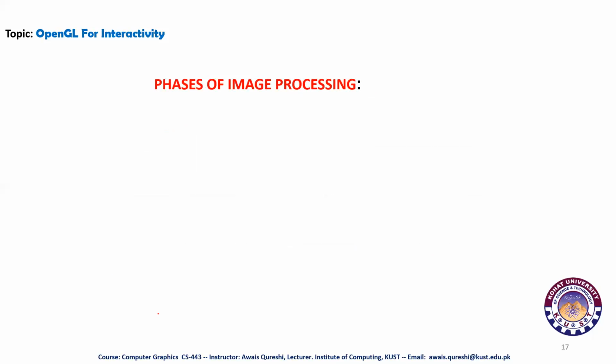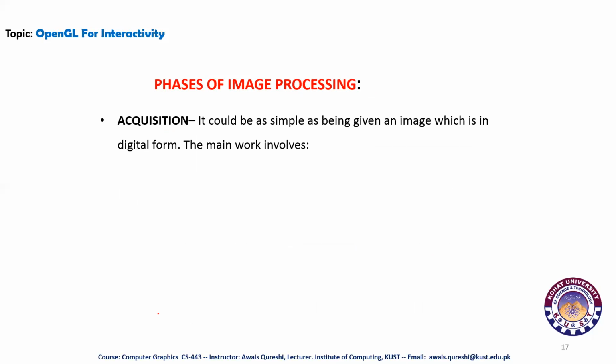So what are the phases of image processing? The first one is acquisition. It could be as simple as being given an image which is already in digital form. The main work involves scaling and color conversion from RGB to gray or vice versa.